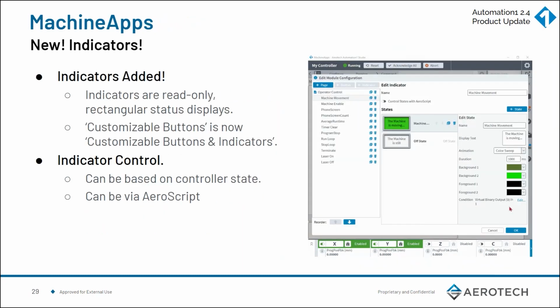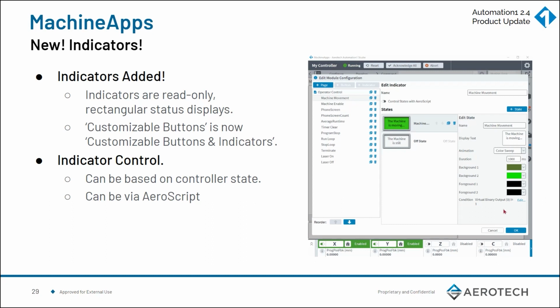We also added this new feature called indicators. Indicators are now added to the customizable buttons and indicators module inside of a machine app. So when you're programming or developing your machine app, in the same user interface, you can add your custom buttons that call on custom machine functionalities, and also indications which tell you things like, in this case, the machine is moving. That machine is moving bit is activated by a conditional statement. We track virtual binary output bit 0, and when that goes high, that's the indication that the machine is moving.